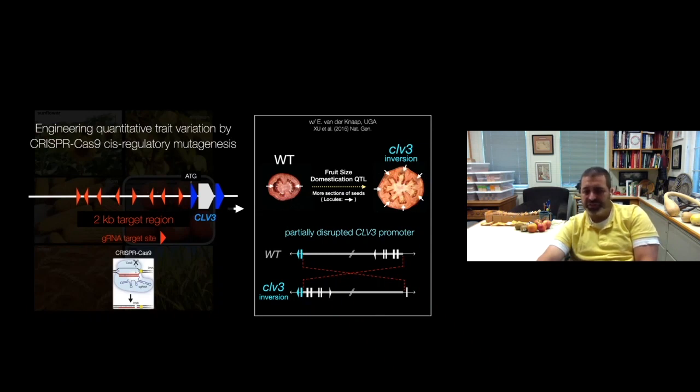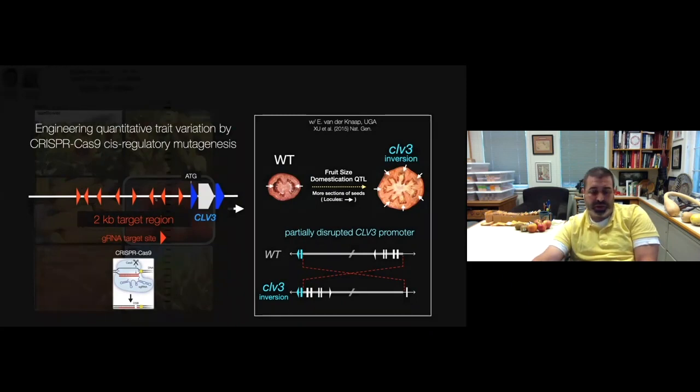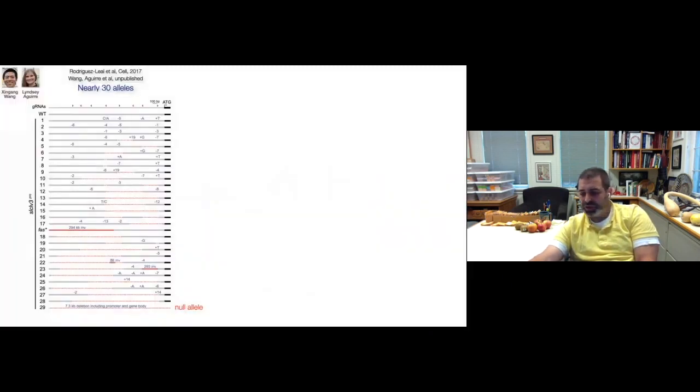And in this case, the clavata3 gene, where we would hope to mimic the natural inversion effect, but also to create an entire range of alleles that have a range of phenotypic effects, with the hope that this allelic diversity would translate to the type of phenotypes that you would use in breeding.